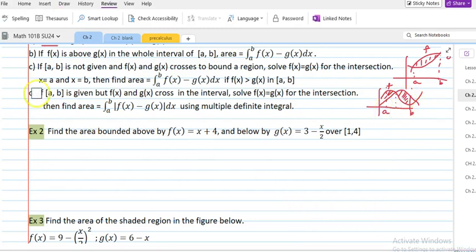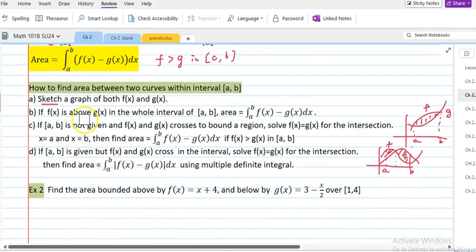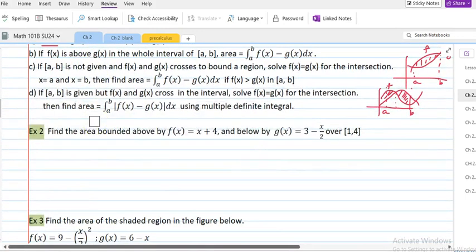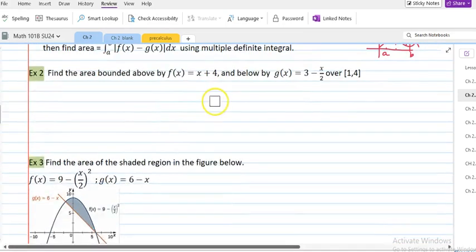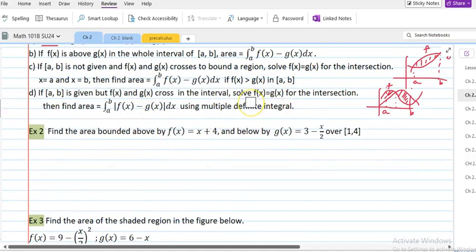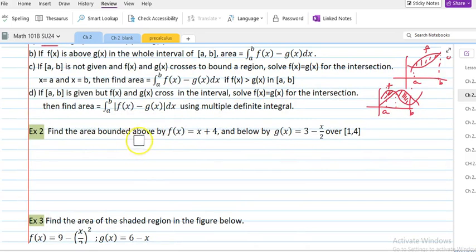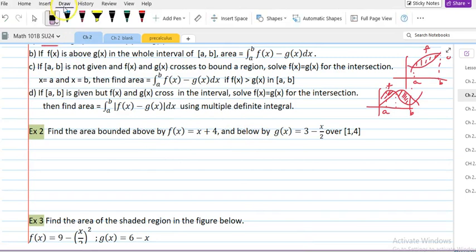Okay, so I'm going to do examples 2 and 3, which are simple cases for area between two curves. Example 2 is finding the area bounded above by f of x equals x plus 4 and below by g of x equals 3 minus x over 2. So they hint that f of x is always above and g of x is always below, but to be safe, you should always sketch the graph.